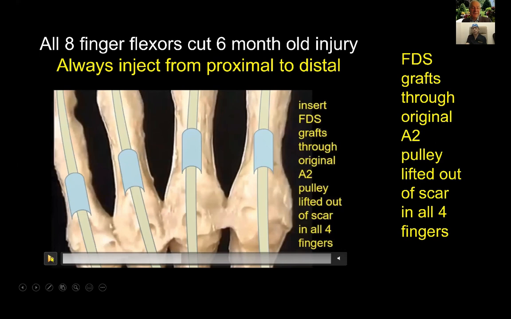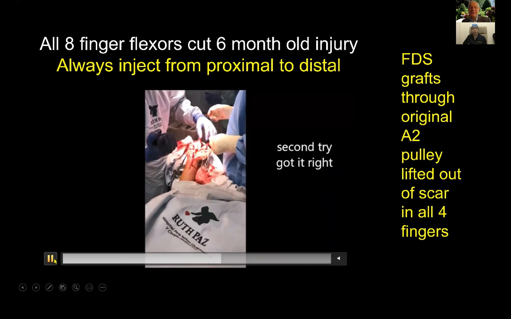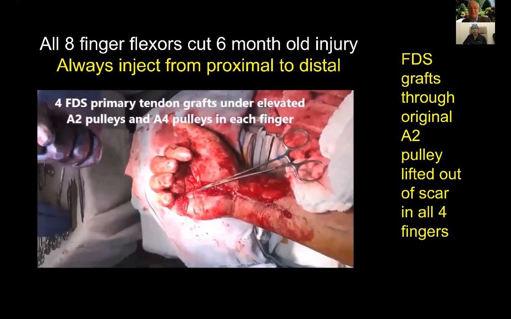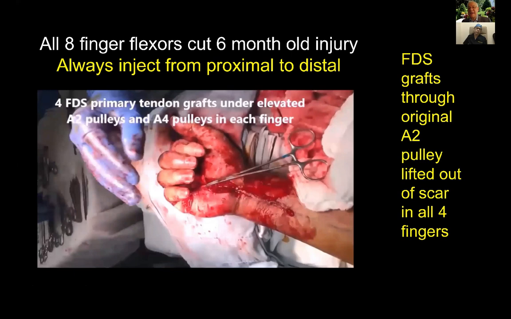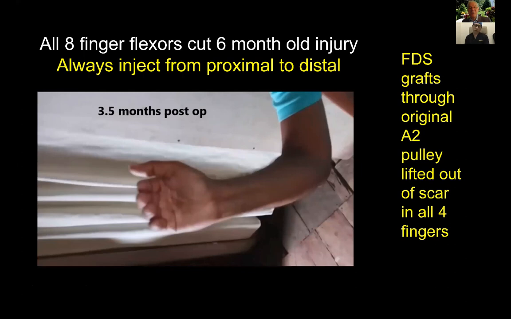And then here we are testing it, not tight enough. Yep, that's better. We made it tighter. And we did that for all 4 fingers. And here we are at the end of the case with the patient with his 4 FDS grafts through the original A2 pulleys, and here he is in Honduras 3.5 months after surgery with me doing therapy with him with the WhatsApp on my iPhone.